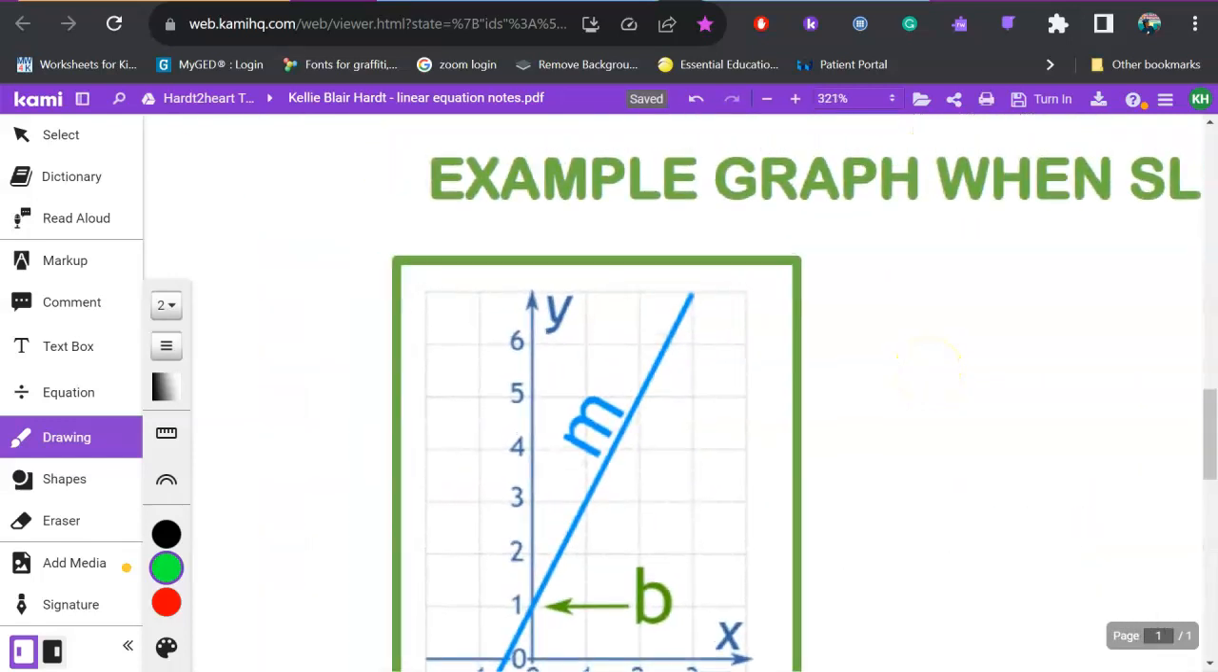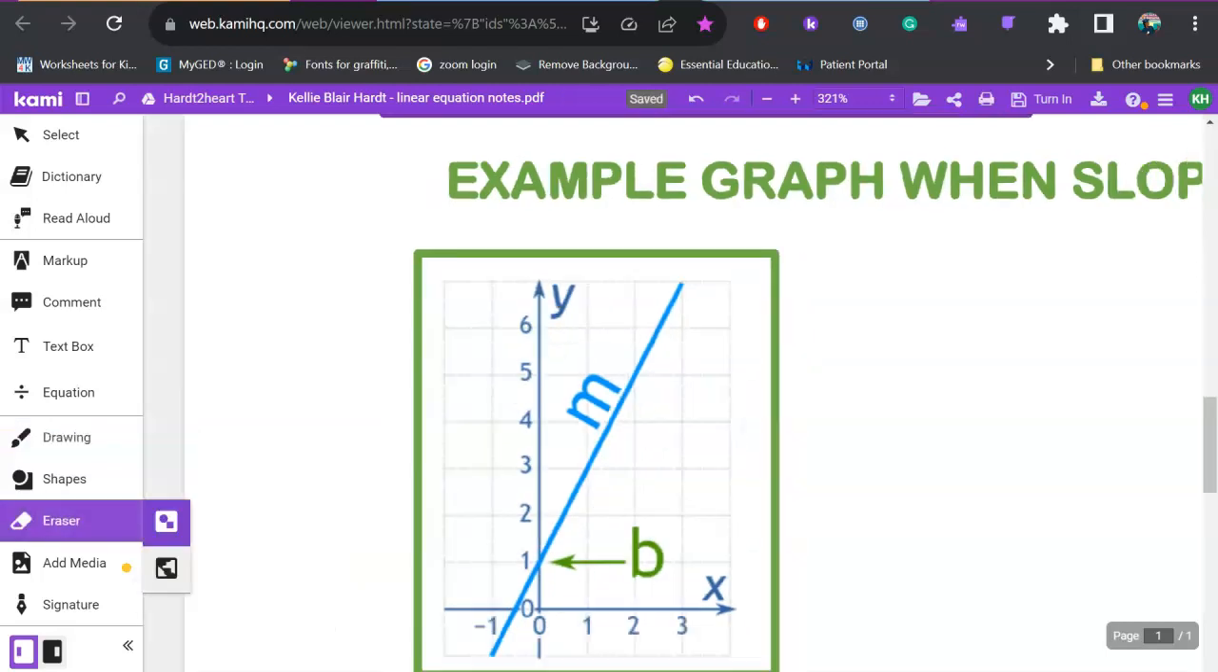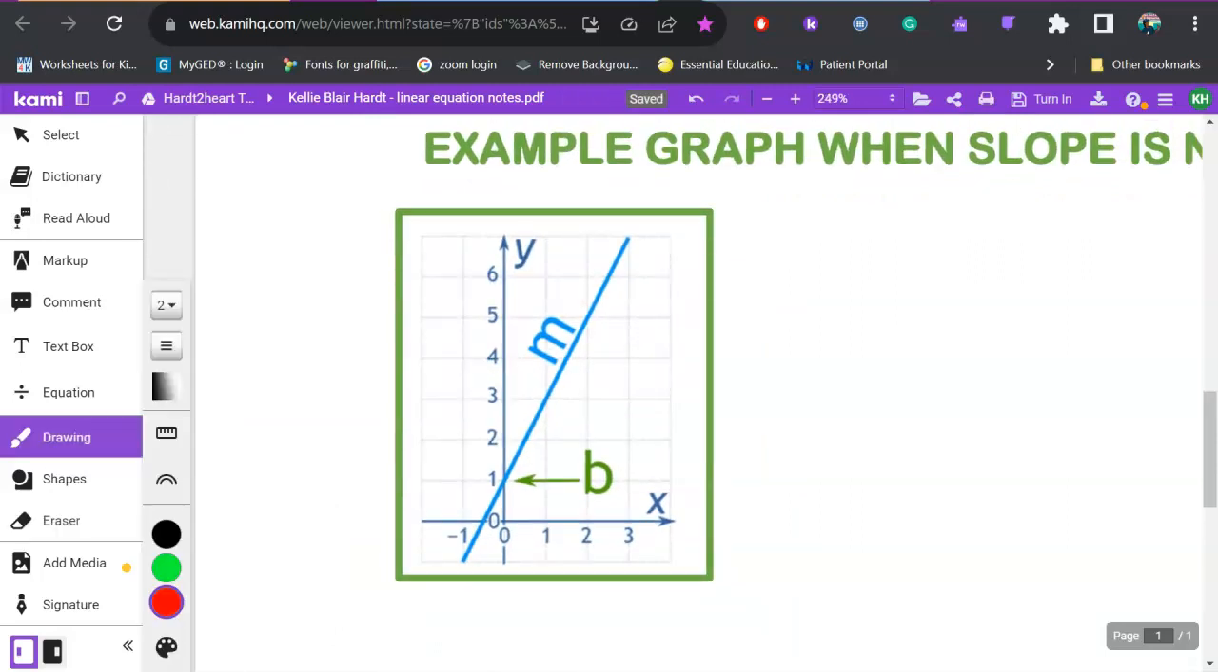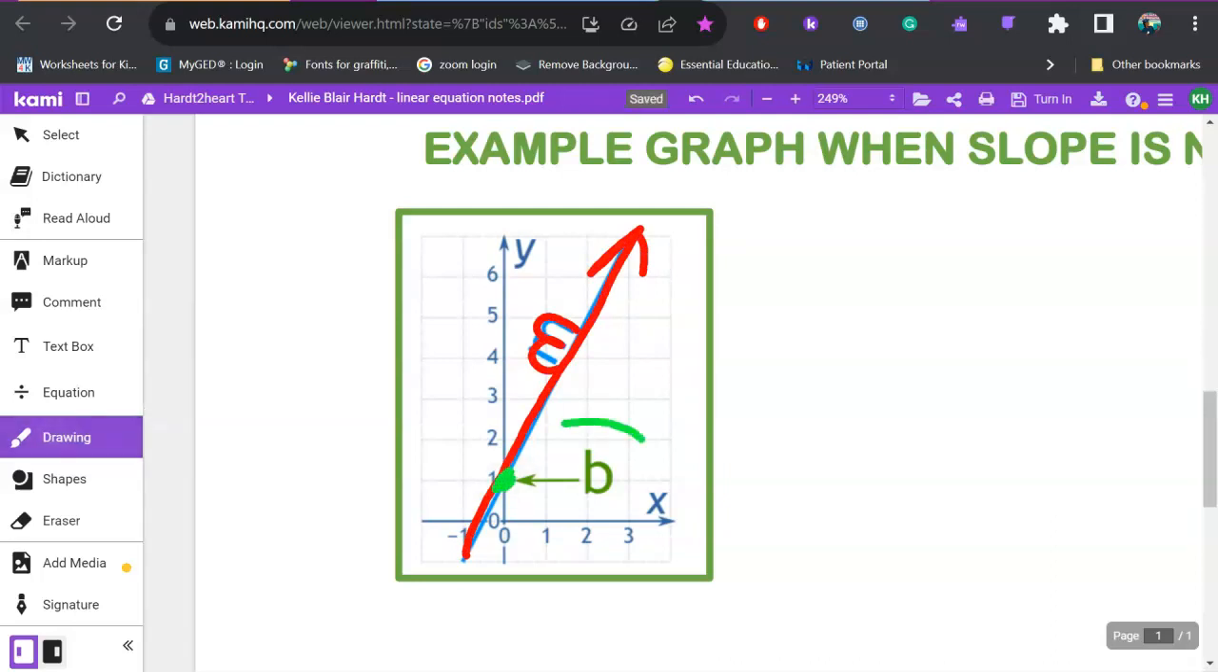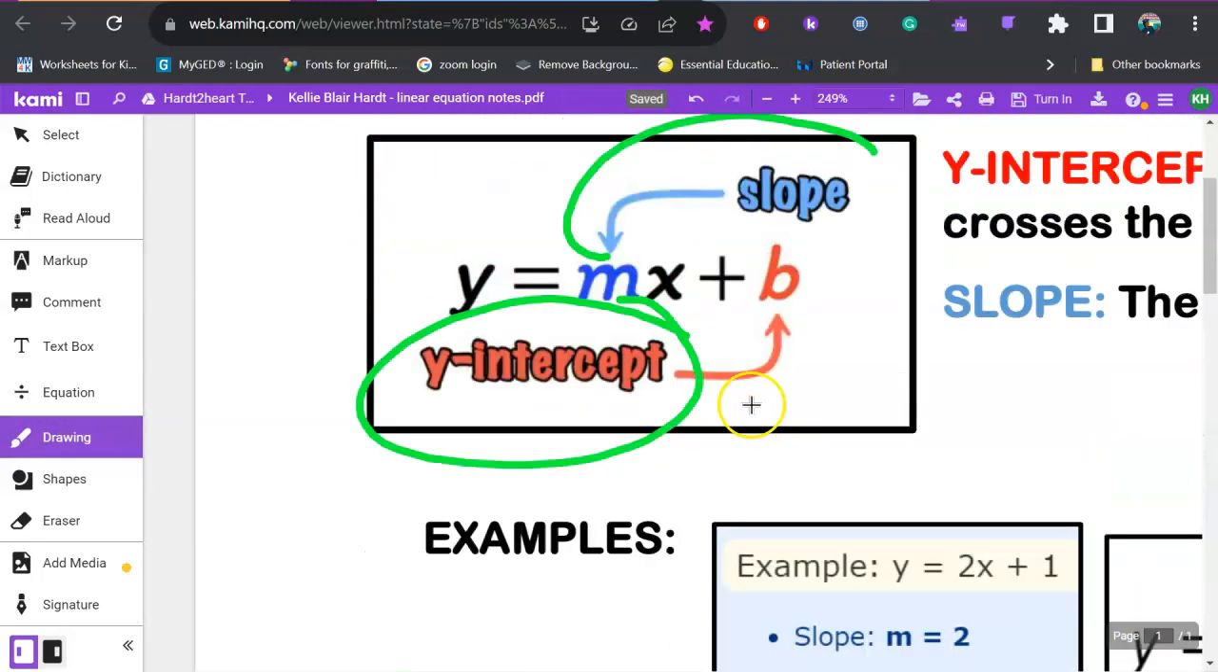For example, if my b number, my y-intercept number, was 5, that means I would have a dot on the number 5 on the y line. You follow what I'm saying? So just like we have this picture right here, the slope is the steepness of the line. That's why it's m. And then the dot that's on the y line, like this, is b, the y-intercept. Okay? So that's what we have so far.